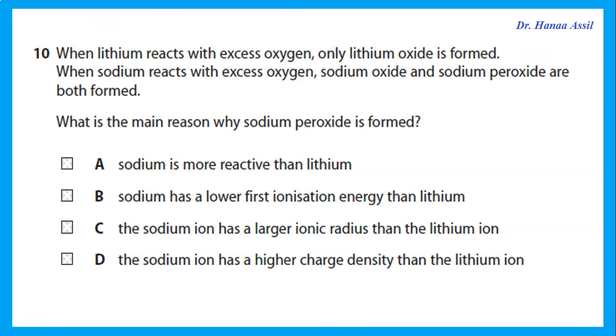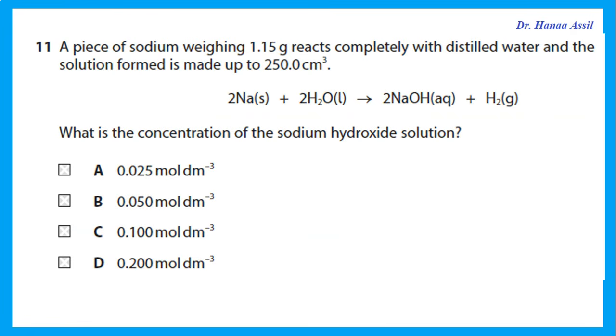The difference between sodium oxide and sodium peroxide is that you have sodium and 1 oxygen around the sodium atom. Of course, we need 2 sodiums, but if we're looking at the sodium, so 1 sodium with 1 oxygen. Now the sodium peroxide, you have more oxygens around the sodiums, so this must be because the sodium ion has a larger ionic radius than the lithium ion. A piece of sodium weighing 1.15 grams reacts completely with distilled water, and the solution formed is made up to a volume of 250.